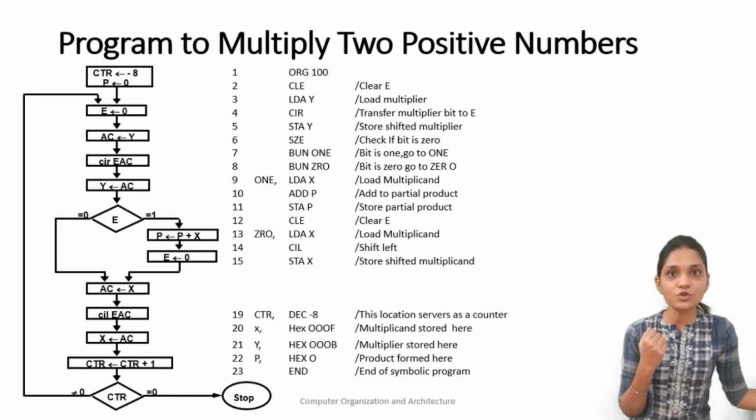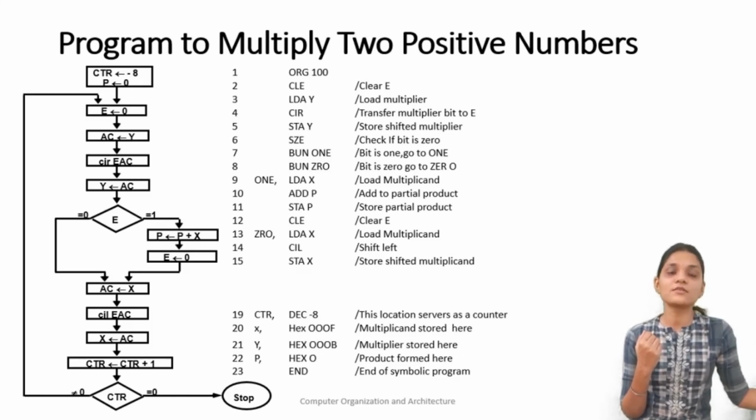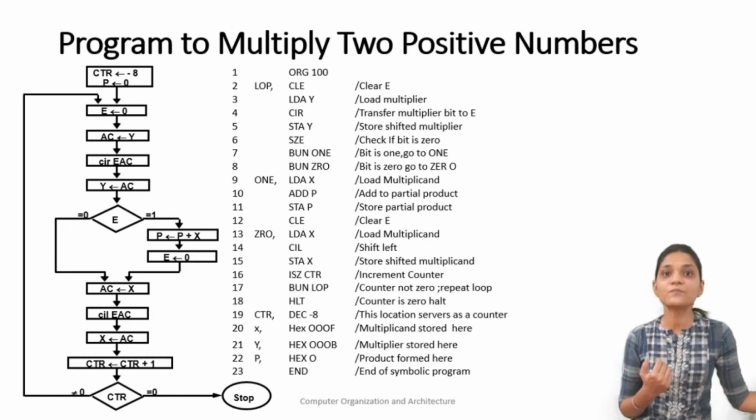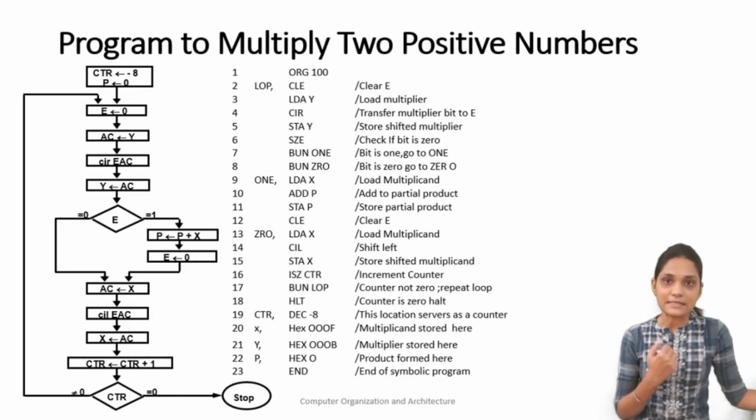So after that control will be over here, and if it is 1, then it will go to next instruction. That means it will go over here, and then after this all instructions are executed. Okay. After this we have to check for the CTR. So let me see how we can check for the CTR. In this, we will use the instruction ISZ CTR.